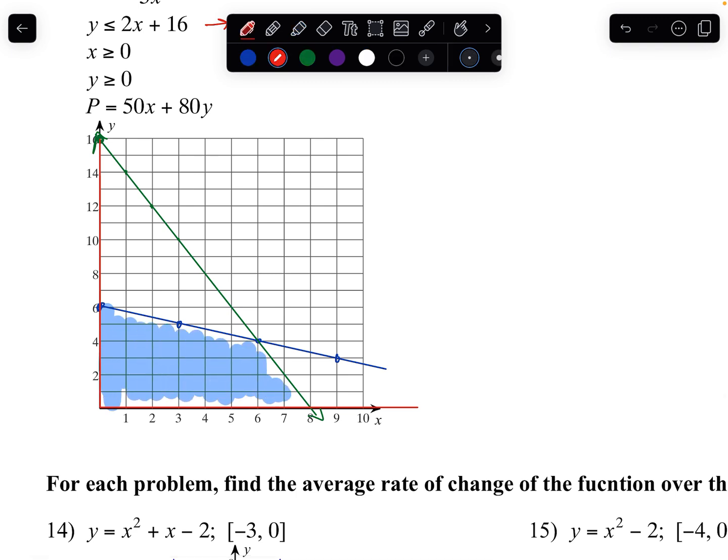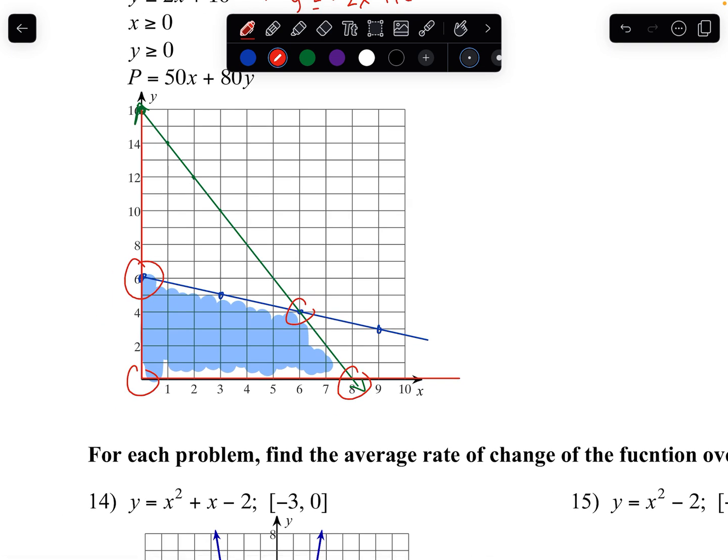like that, we are looking for these intersections right here. So the first intersection is 0, 6. This is 0, 0. This right here is 8, 0. And this right here is 6, 4. Okay?